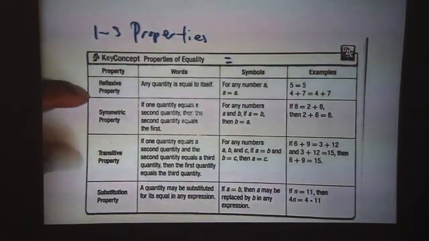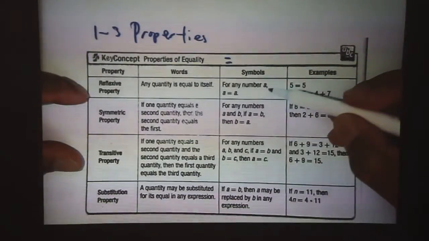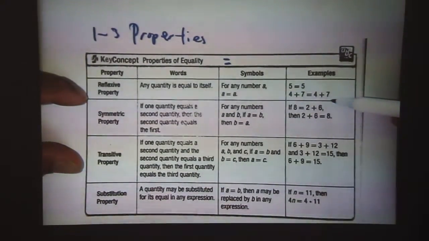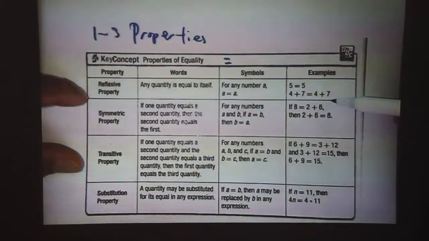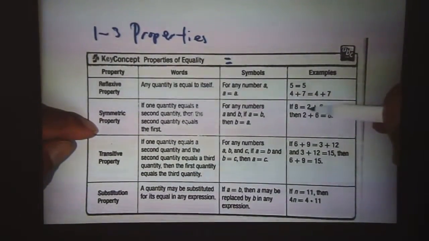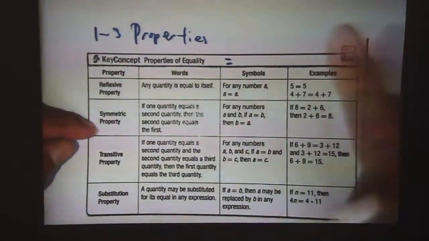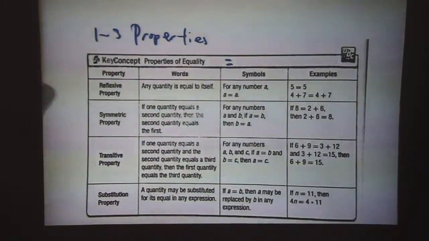The reflexive property, which says any number is equal to itself, like 5 is equal to 5, 4 plus 7 is equal to 4 plus 7. Reflexive. Symmetric, if 8 is equal to 2 plus 6, then, well, 2 plus 6 is also equal to 8. You can symmetrically move them across the equal sign.